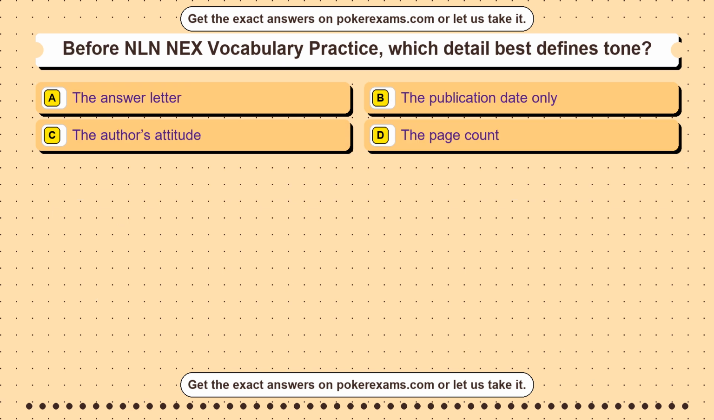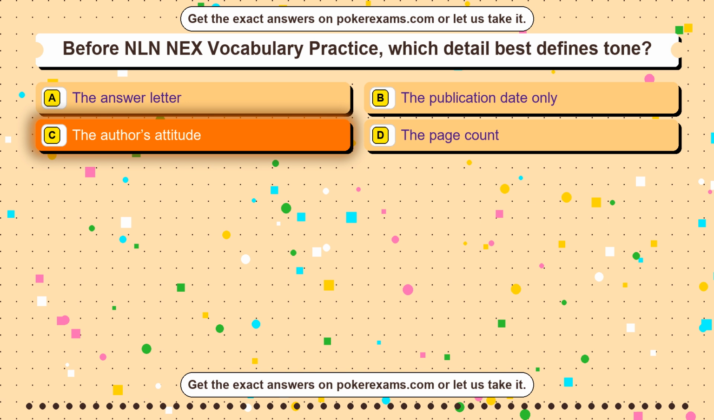Question 35. Before GED test prep, which number is the greatest? Option A, 0.18. Option B, 0.018. Option C, 0.8. Option D, 0.08. The correct answer is option C.